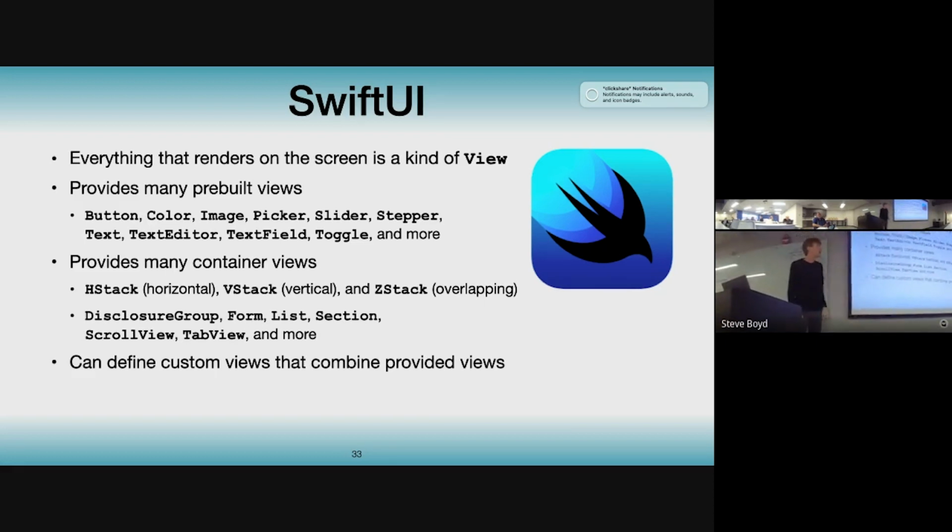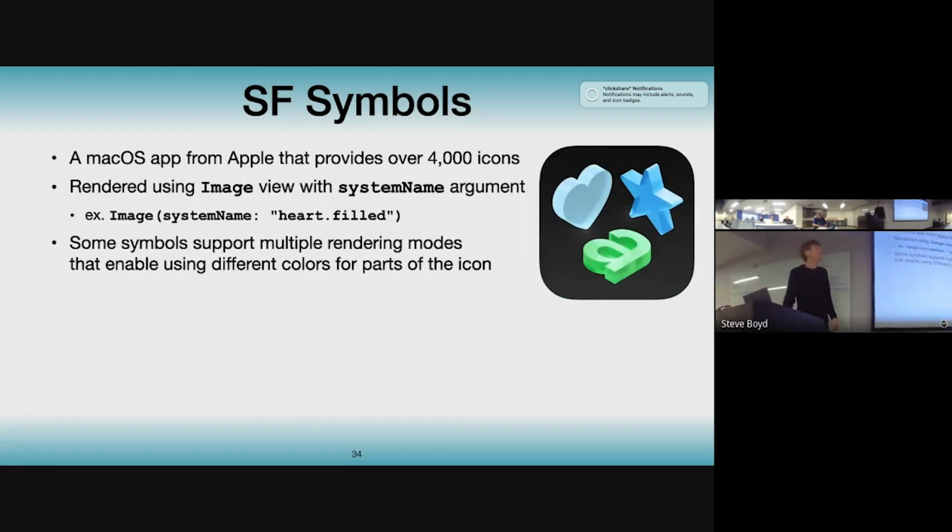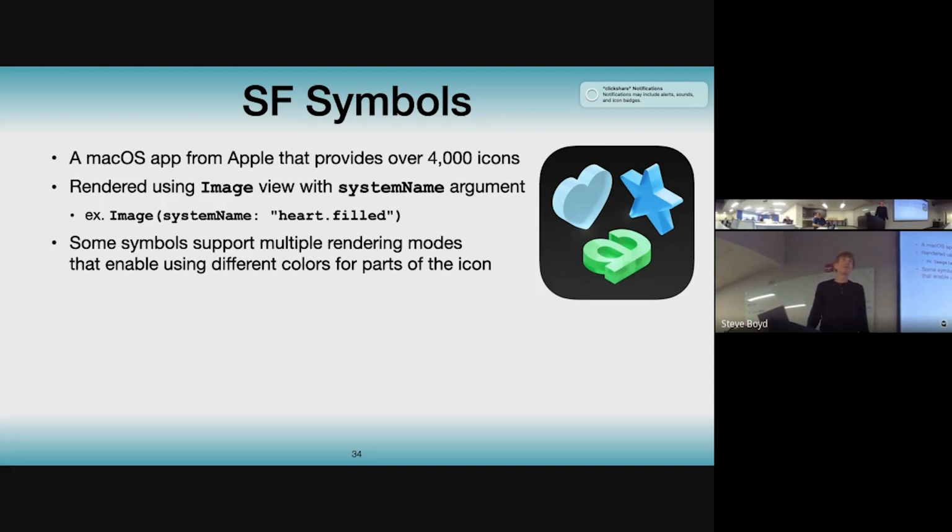And then you can define custom views that combine all of these things. I mentioned the SF Symbols library. This has over 4,000 icons that you can use in your apps. And one of the goals of using these is that your apps look like other Apple apps, because they all use the same kinds of icons.